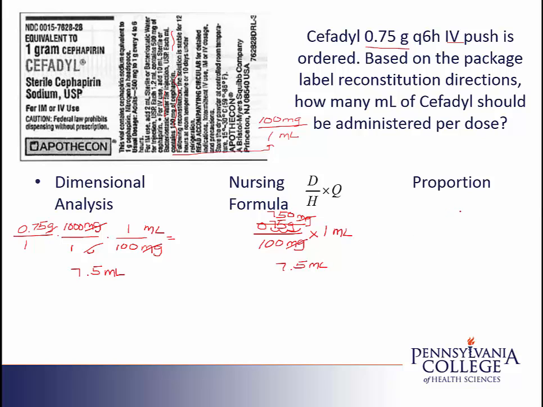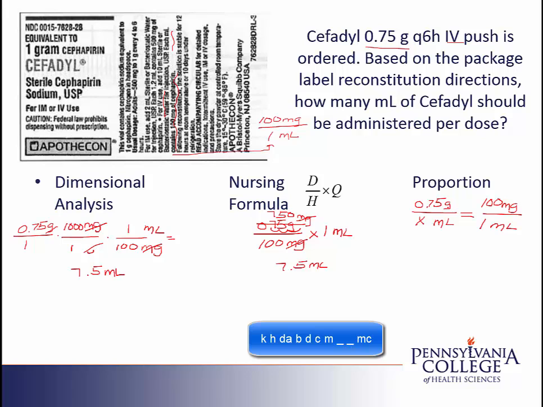The final method is the proportion method, which is the equal fractions method. Again, we'll start with the order of 0.75 grams. We'll place it over X milliliters because that's what we want to change it into. And we try to match it with an equal fraction. And so we know that we have 100 milligrams per 1 milliliter. Now this is not a true proportion because my labels do not match. So again, I have to use my metric line.